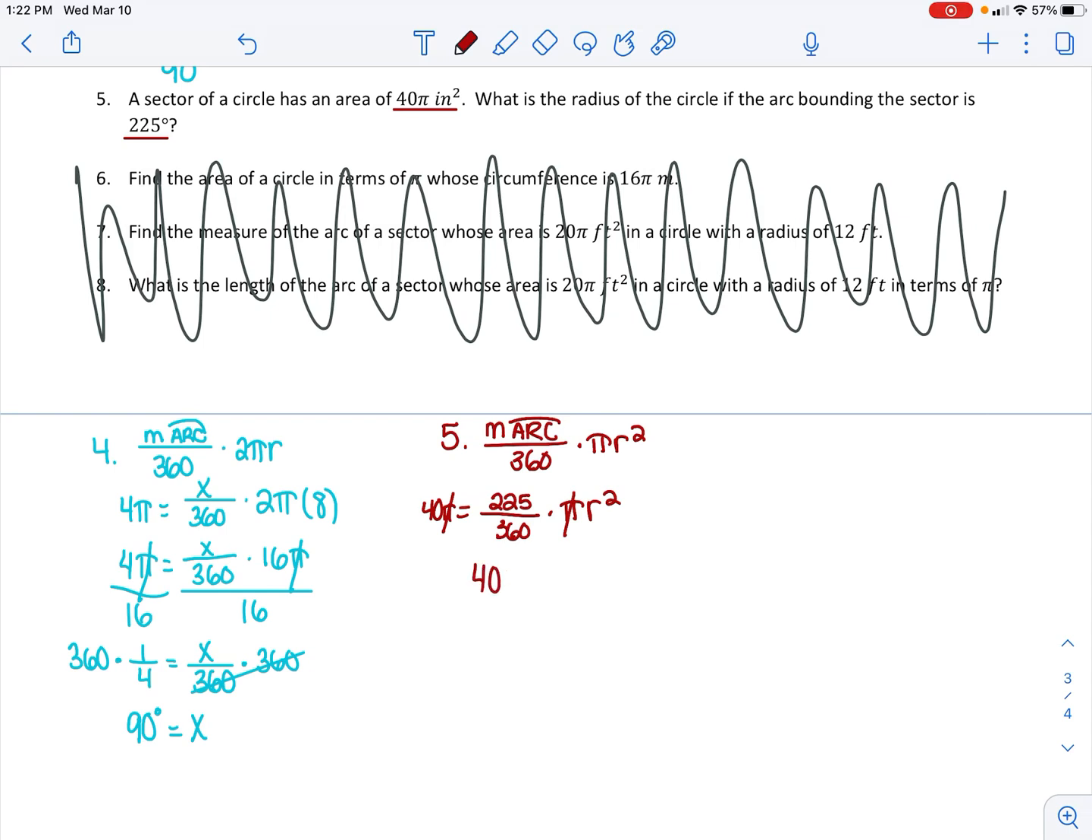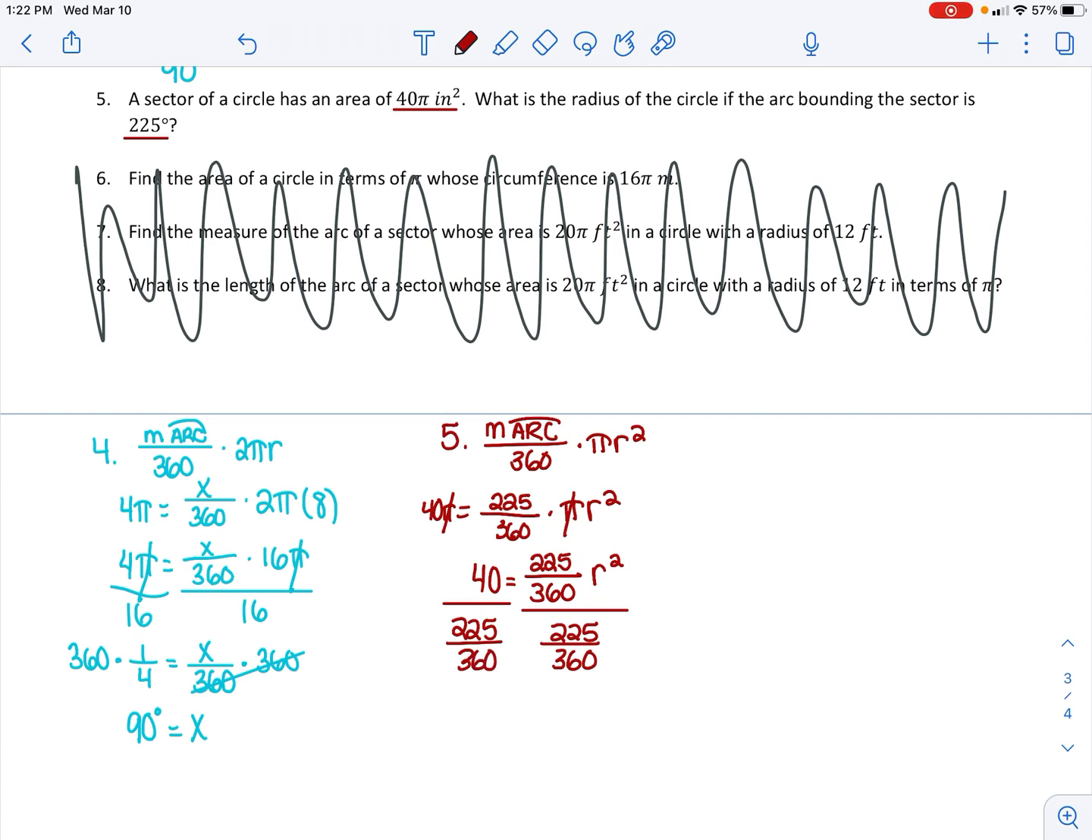And we get 40 is equal to 225 over 360 r squared. Anytime we have a variable with a number in front of it, we can divide that number away. So we're actually going to divide that big nasty fraction, and if we divide on one side, we have to divide on the other.